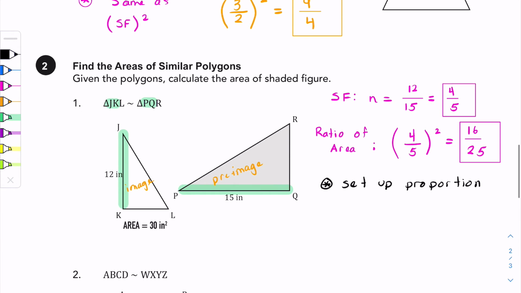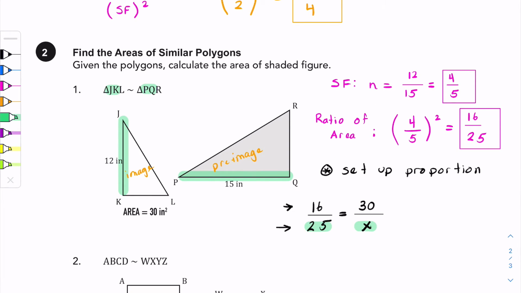So when I set up the proportion, I'm going to start with the ratio of areas, which is 16 over 25. That's what we found right here. So 16 obviously represents the smaller figure, while 25 represents the larger figure. So I'm going to set this equal to a ratio of the actual areas. So this here is the smaller figure. That's going to have to go in the numerator. The area is 30. We're looking for the area of the larger figure, so I'm going to use the variable x. So again, smaller figure in the numerator on both of these ratios, larger figure in the denominator.